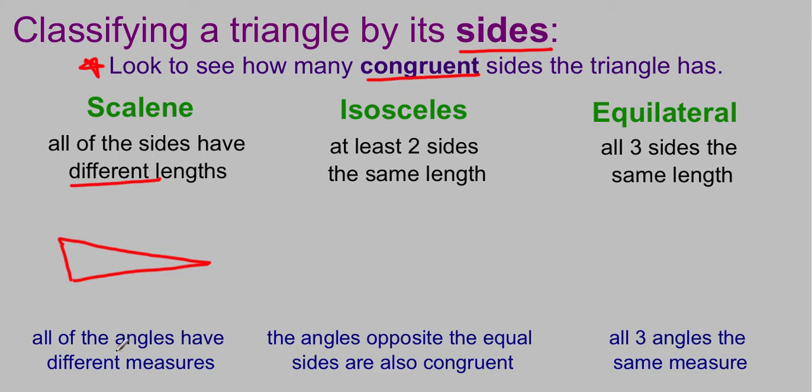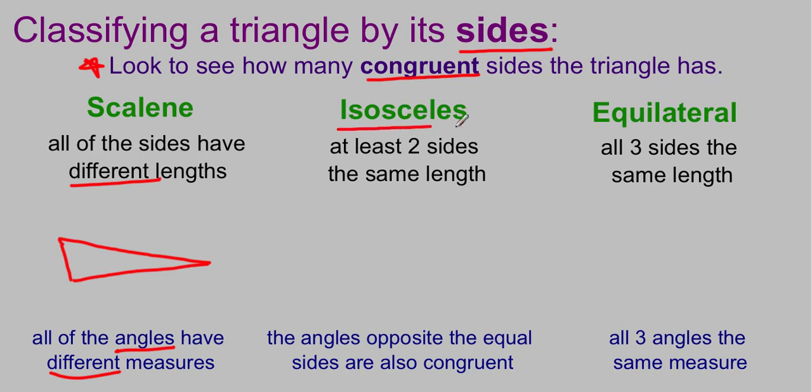Here, when all the sides are different, all the angles have different measures as well. So you can't have 2 angles that are the same size if the sides aren't also the same size. So scalene is everything is different lengths.